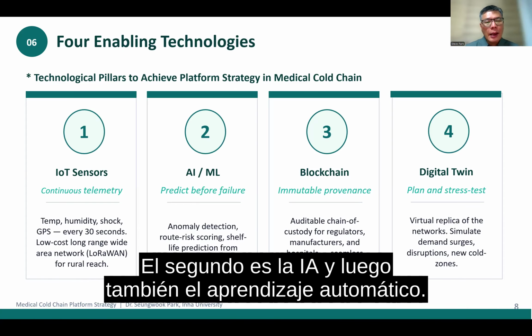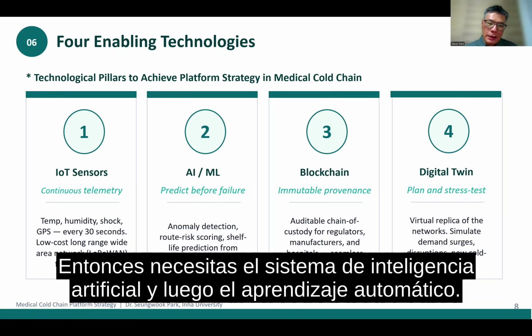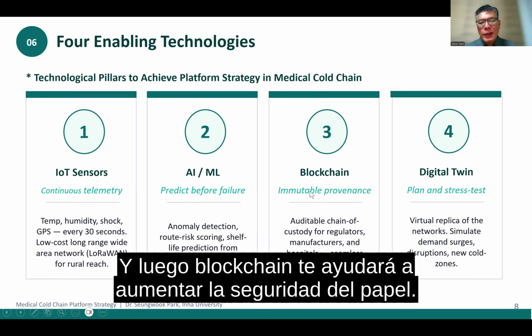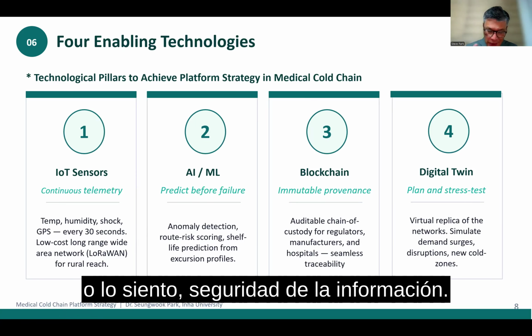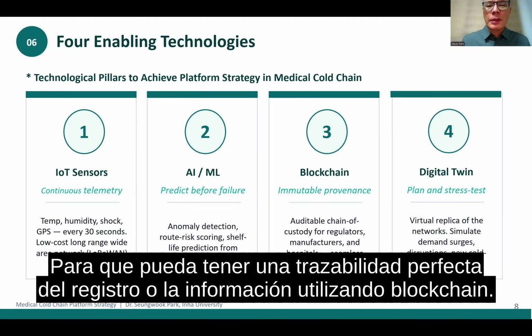Second one is AI and machine learning. In order to predict failure before it happens, you need an AI system and machine learning, and then you can actually predict it. And then blockchain will help you build up the security of the information. So auditable chain of custody for regulators, manufacturers, and hospitals. So you can have seamless traceability of records or information using blockchain.